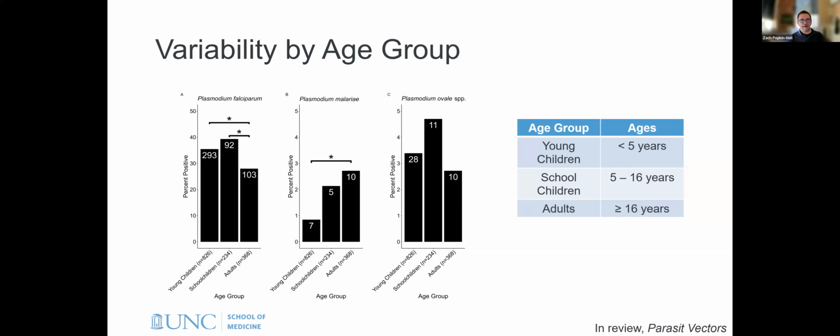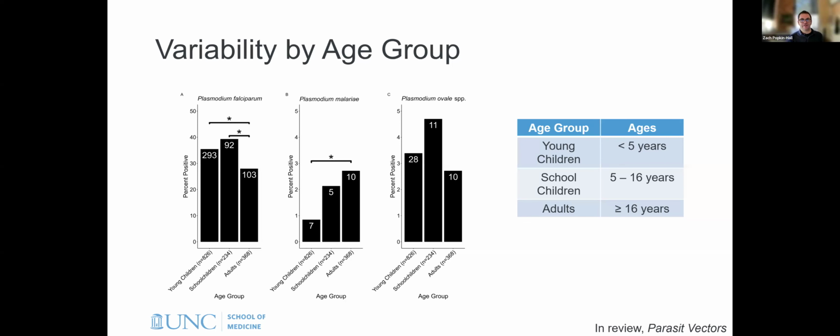But what we think is likely driving the adults to have this higher prevalence in PM is the presence of those long-term persistent infections that I mentioned at the beginning of the talk. Because these adults are older, they've probably had more opportunities to get infected with PM, and so they may have been infected years ago and still have PM circulating in their blood.